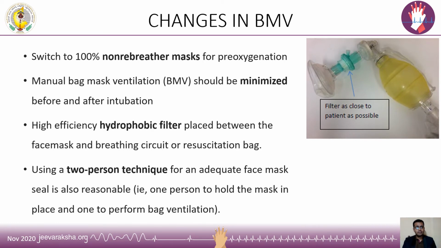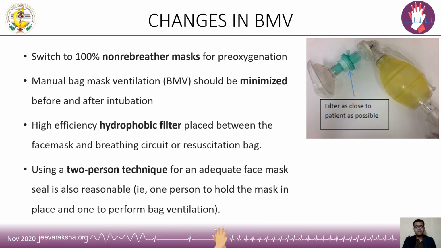But if you are doing a bag mask ventilation, how do you safeguard yourself and your healthcare workers is by placing a hydrophobic filter between the face mask and the breathing circuit, or the bag mask ventilation. So if you keep a bacterial filter, the aerosol droplets get adhered to these filters and it decreases the aerosolization. And when you're doing a bag mask ventilation, preferably it's better in a COVID patient to do a two-rescuer technique, because both the hands of the first rescuer will be used to form a tight seal. So again the aerosol generation will be reduced, and the risk of contamination is again reduced. So always use a two-rescuer technique.